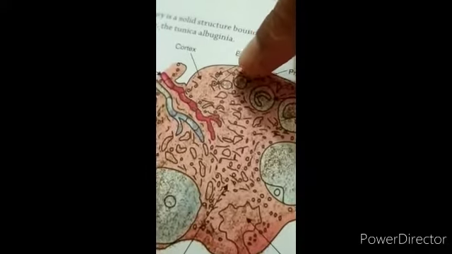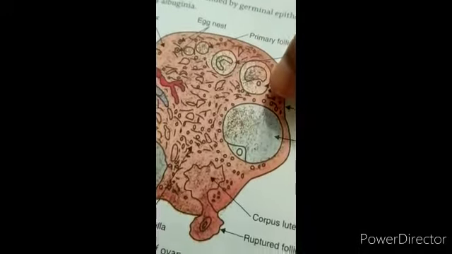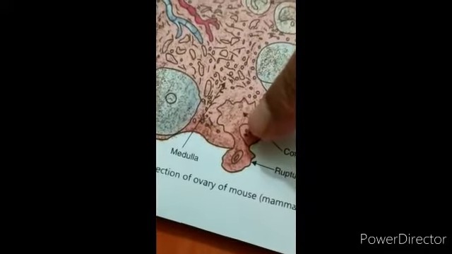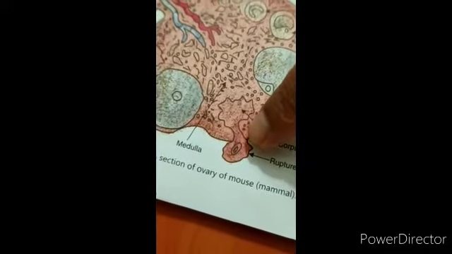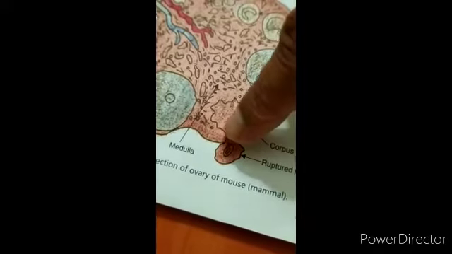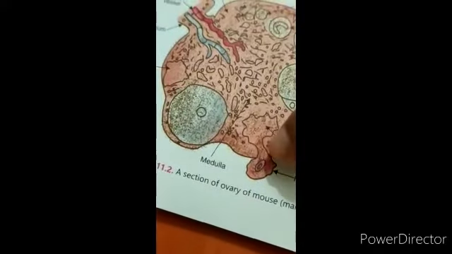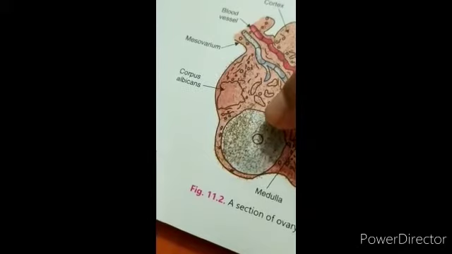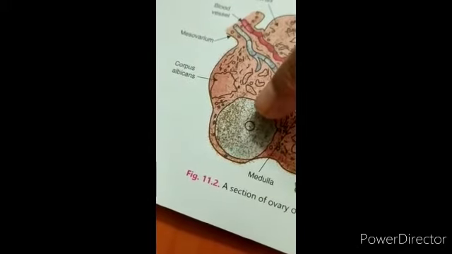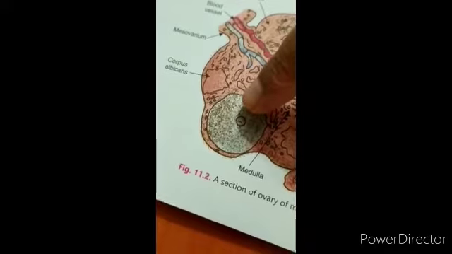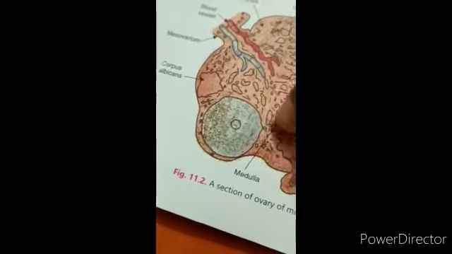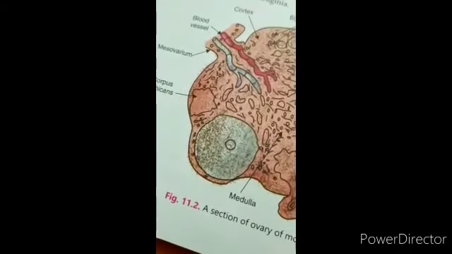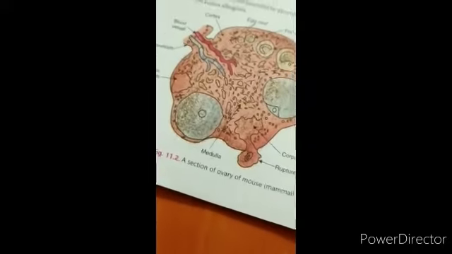Here you can see the different follicles in the developing stage, and this is the ruptured follicle where the ovum is released from the follicle, which is called ovulation, and then the formation of the corpus luteum after the rupture of the Graafian follicle, and then later on this corpus luteum gets converted into the corpus albicans. So this is the vertical section of the ovary.